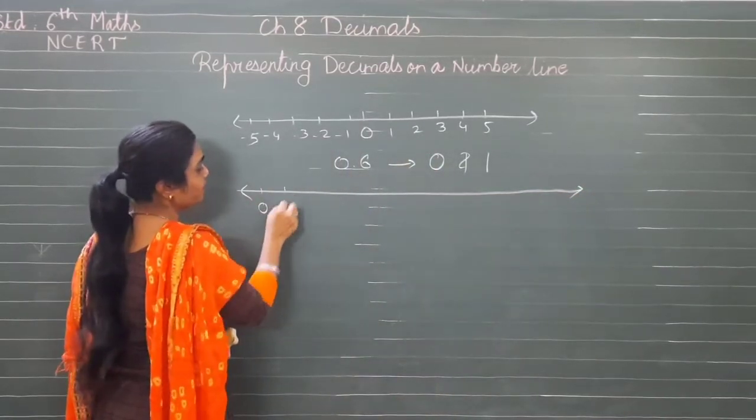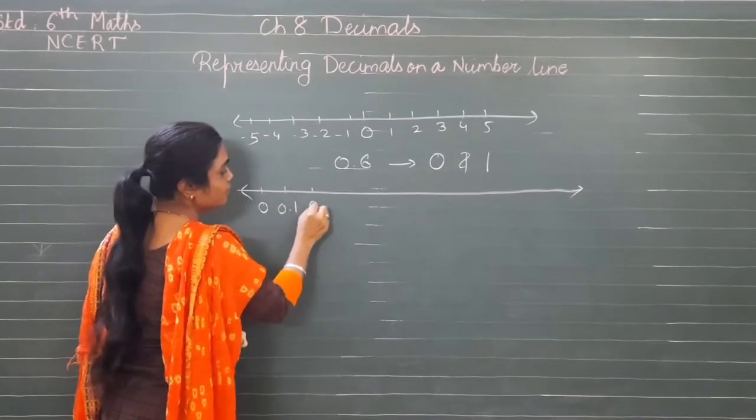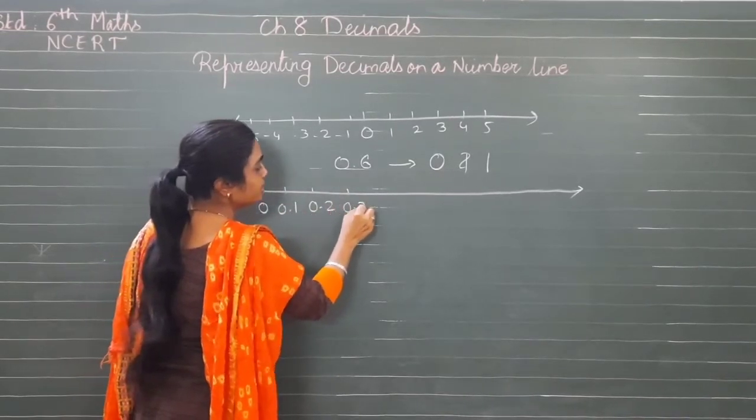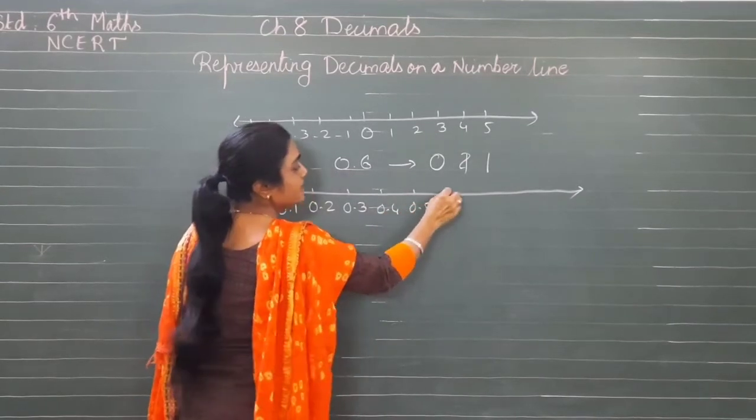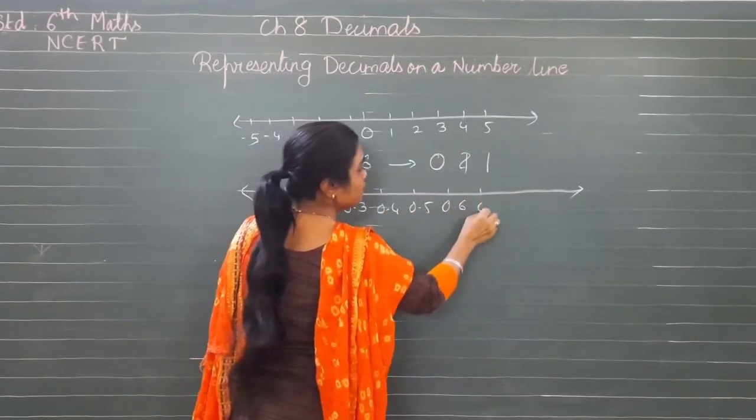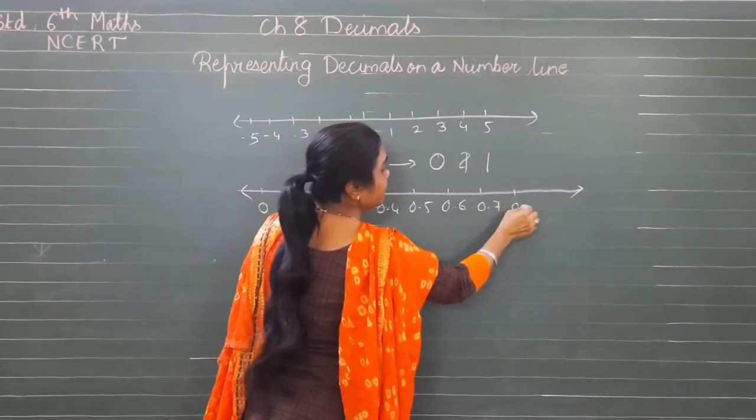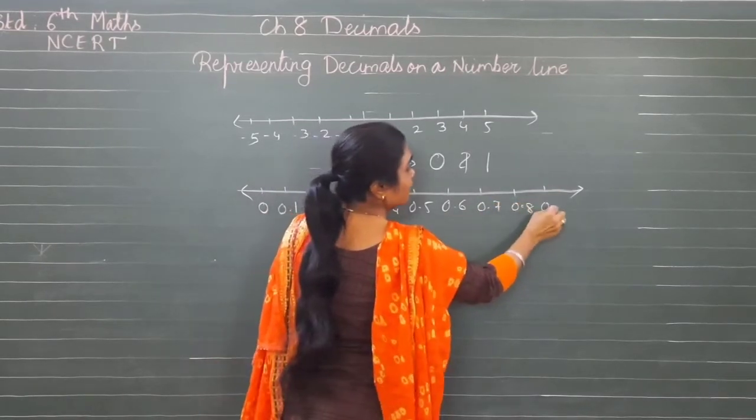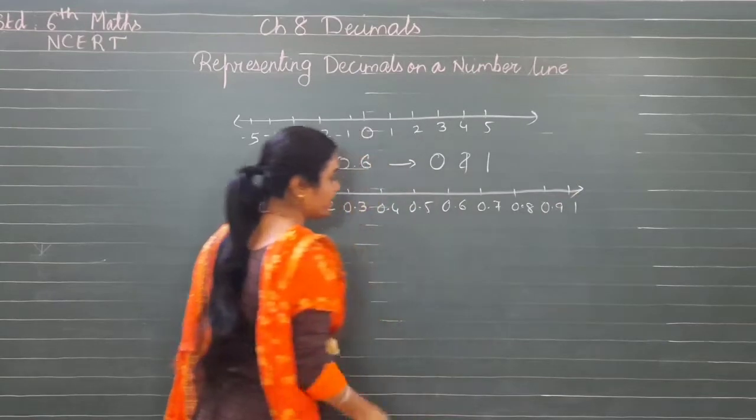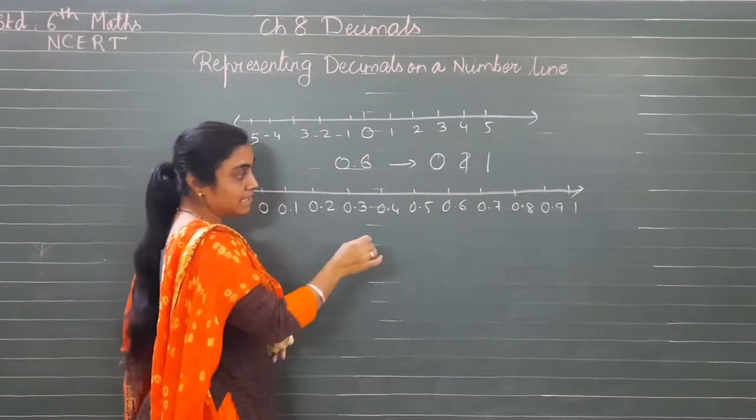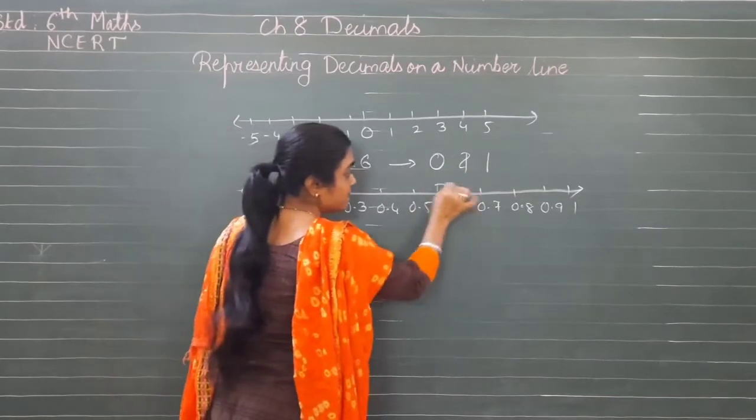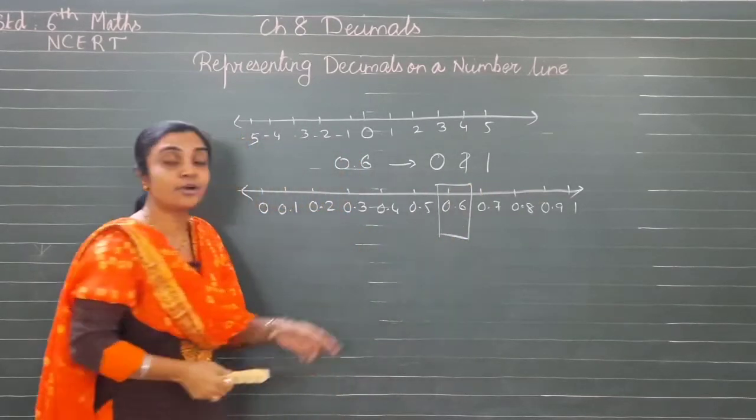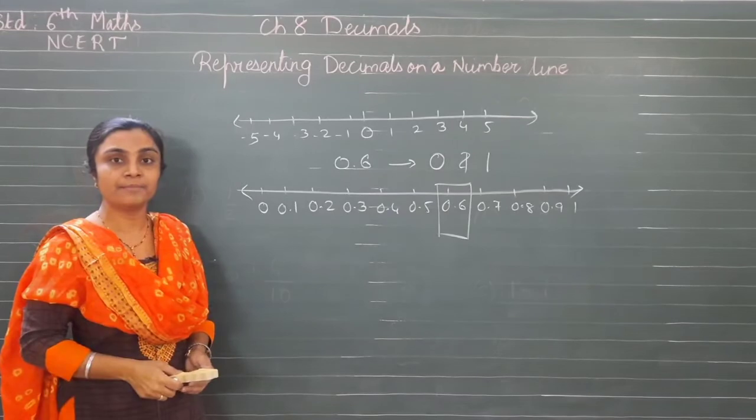Now let us plot this on the number line. Here is 0, 0.1, 0.2, 0.3, 0.4, 0.5, 0.6, 0.7, 0.8, 0.9 and 1. So these are the numbers on the number line. Now let us see 0.6. So here it is 0.6. So we have plotted 0.6 on the number line.